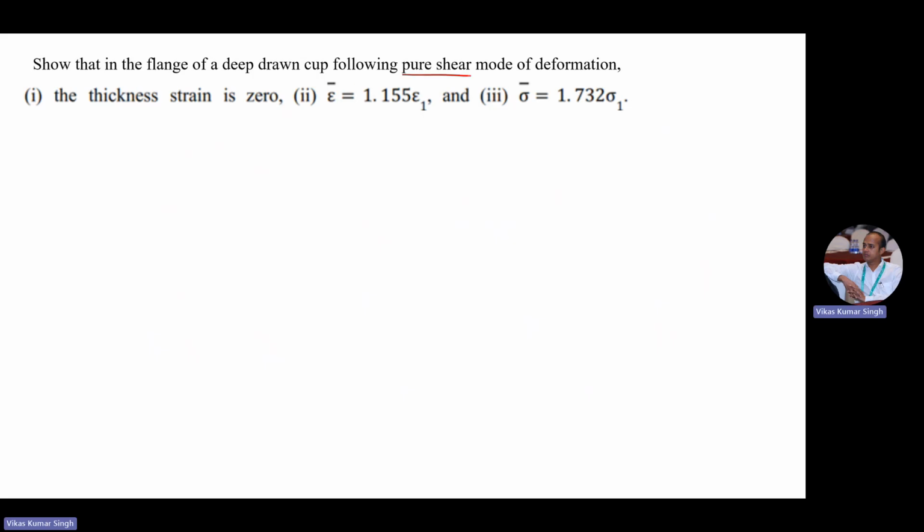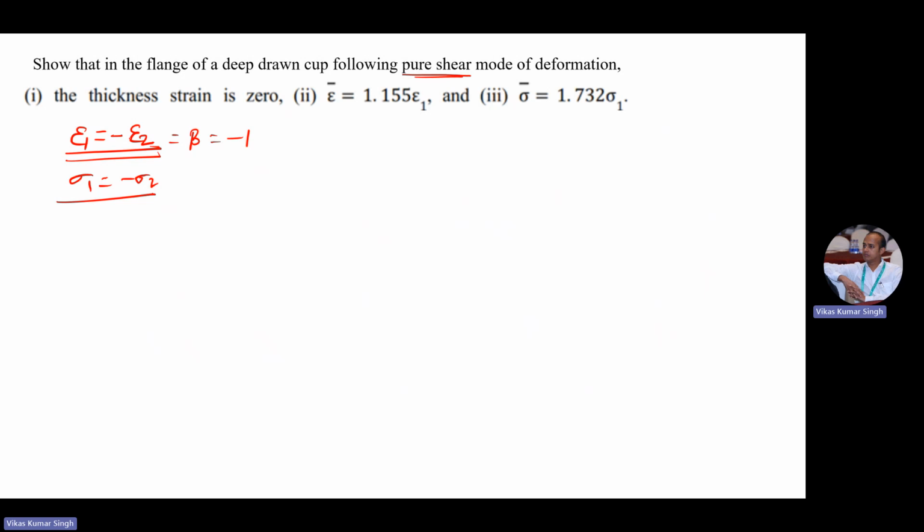Now, what does pure shear mode mean? If you have followed the derivation, the strain is equal and opposite, and the stress is sigma 1 equal to minus sigma 2 in pure shear deformation mode. Now, what will be the beta in this case? Beta will be minus 1, because beta is nothing but epsilon 2 by epsilon 1.